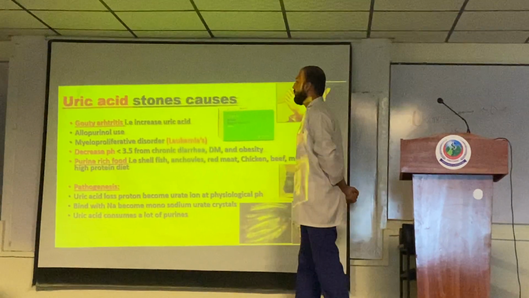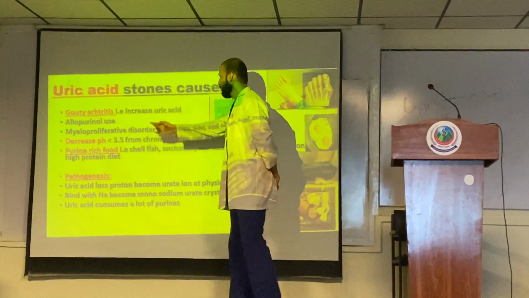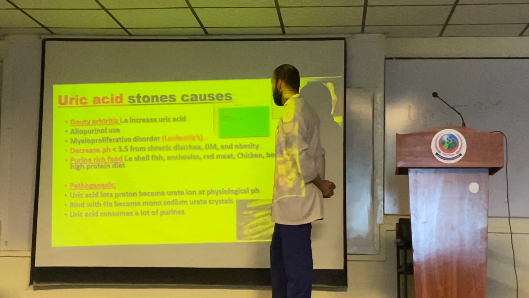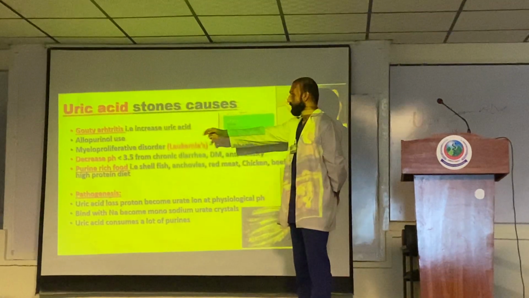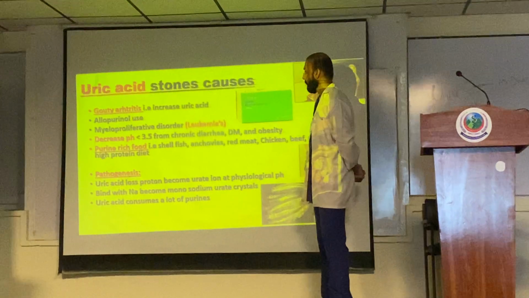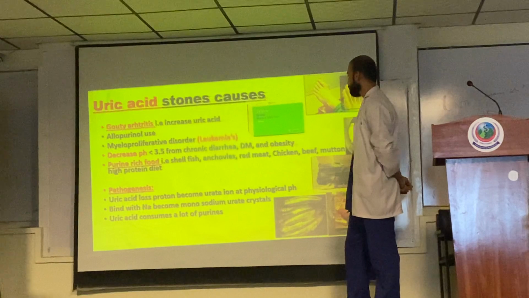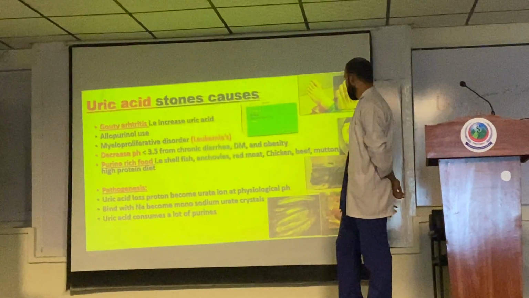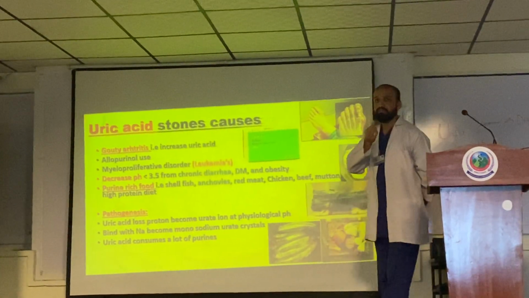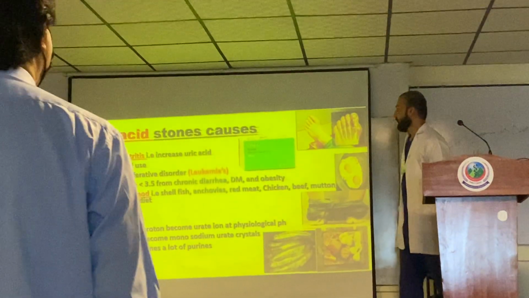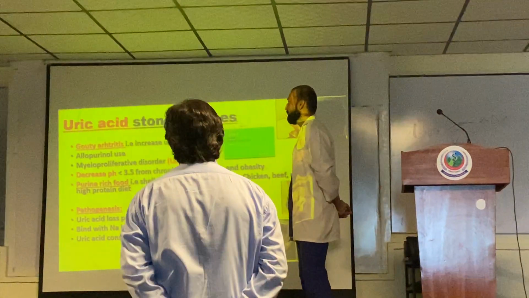Next one is the uric acid stones. The most common cause is gouty arthritis and too much allopurinol use, and there are myeloproliferative disorders like the leukemias, and some obese patients like diabetes, and there is decreased urine pH. Then some purine-rich foods like red meat, beef, chicken. Chicken should not cause it. Chicken is white meat. Too much of chicken, and shellfish, too much of. These are the purine-rich foods and this can cause the uric acid stone.